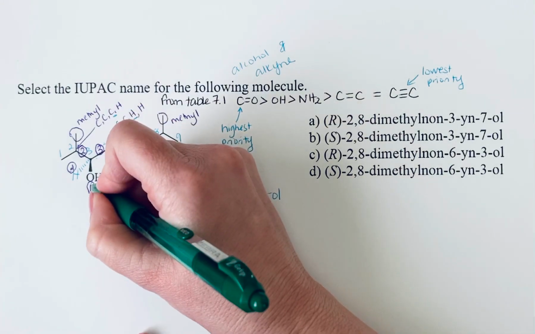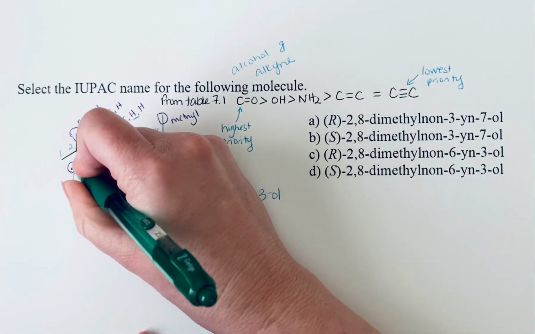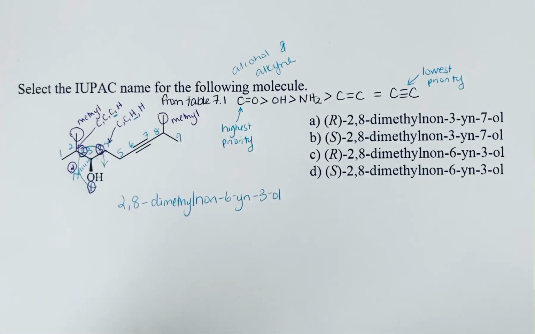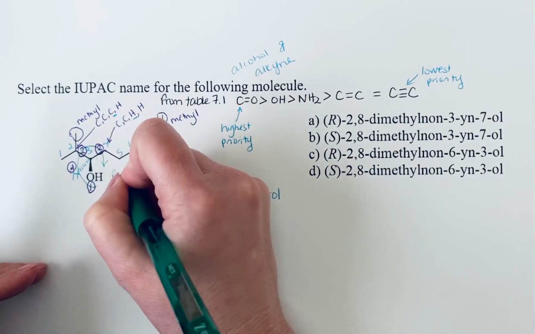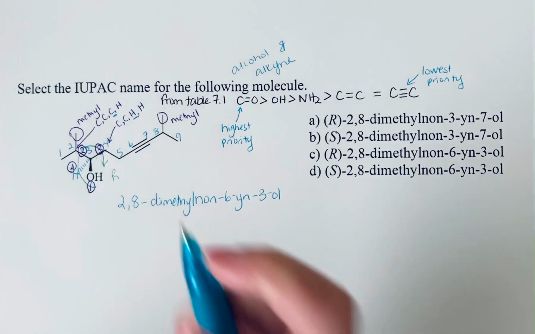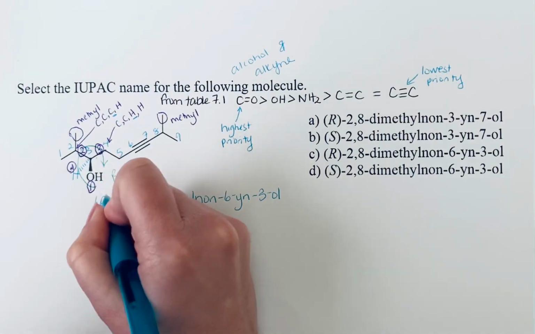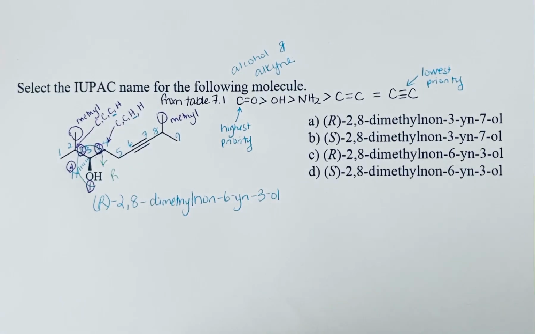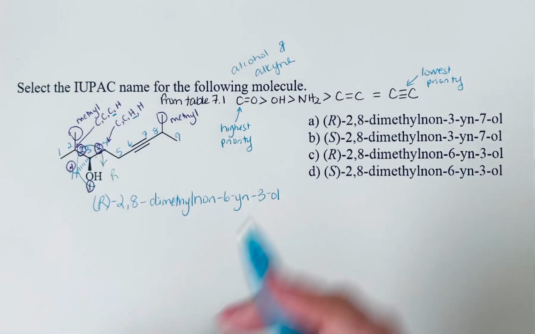So then we're going to draw an arc from 1 to 2 to 3. And we see that that arc is proceeding in a clockwise direction. So this is an R stereocenter. So this molecule is R, 2,8-dimethyl, non-6-yne-3-ol, which is option C.